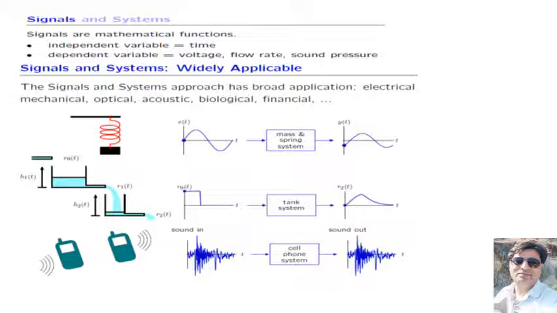In our third example, we have a cell phone system. One cell phone is fed sound in. Means we are providing sound as an input to one cell phone, and that cell phone is communicating with the second cell phone, and the output of this cell phone is also an audio signal. Means to this cell phone system we are providing audio as an input, and we are also getting audio as an output.